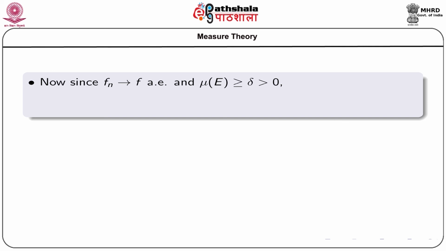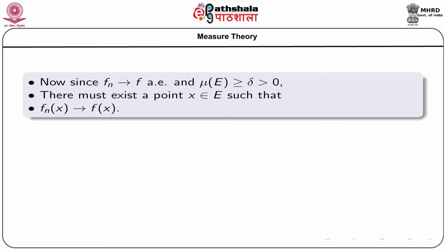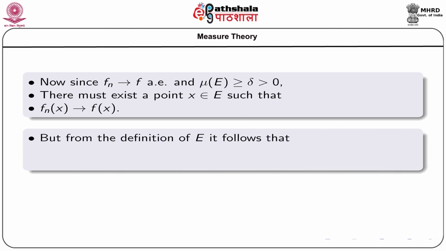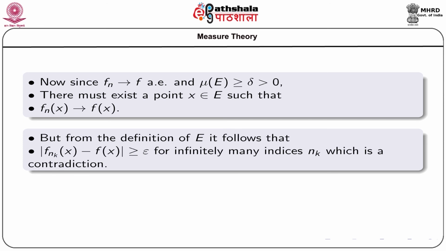Now, since f_n converges to f almost everywhere, which means that except for a set of measure 0, at all points f_n(x) converges to f(x), and mu(E) is a set of positive measure, there must exist a point x belonging to E such that f_n(x) converges to f(x). But from the construction of the set E, it follows that |f_{n_k}(x) - f(x)| should be greater or equal to epsilon for infinitely many indices n_k, but this is a contradiction. So, this proves our assertion.